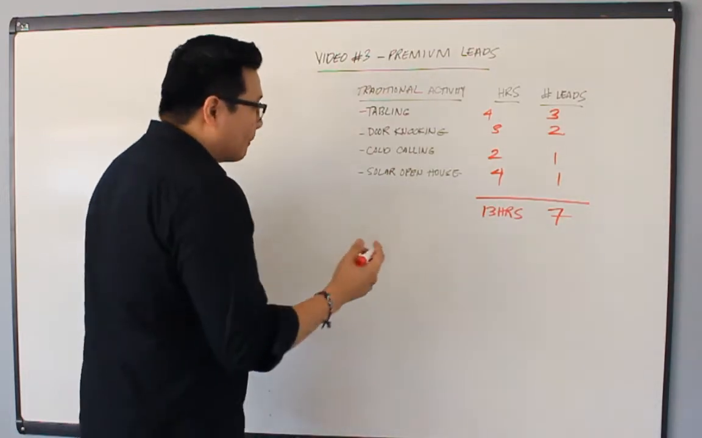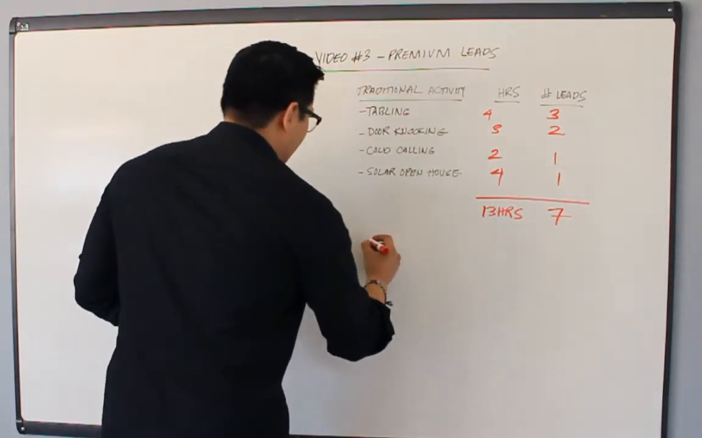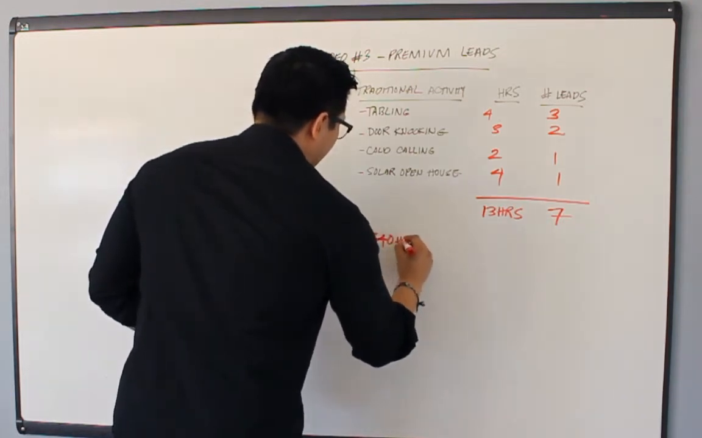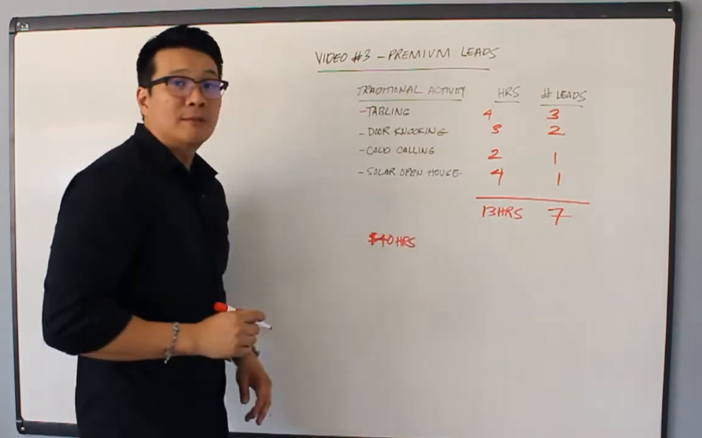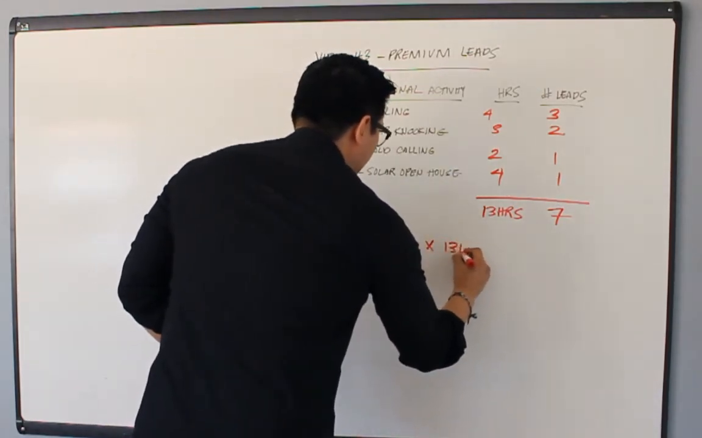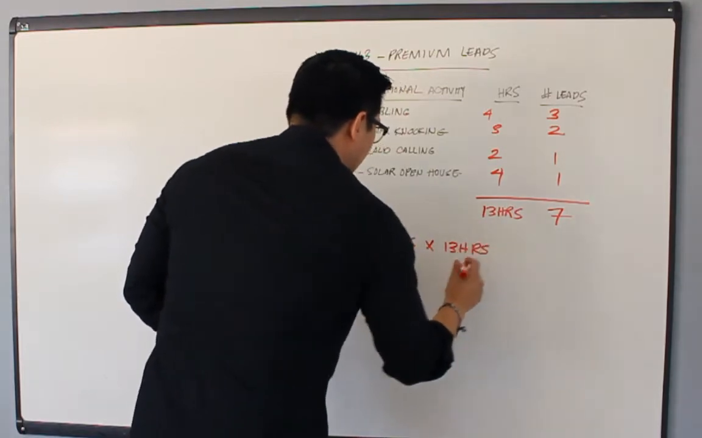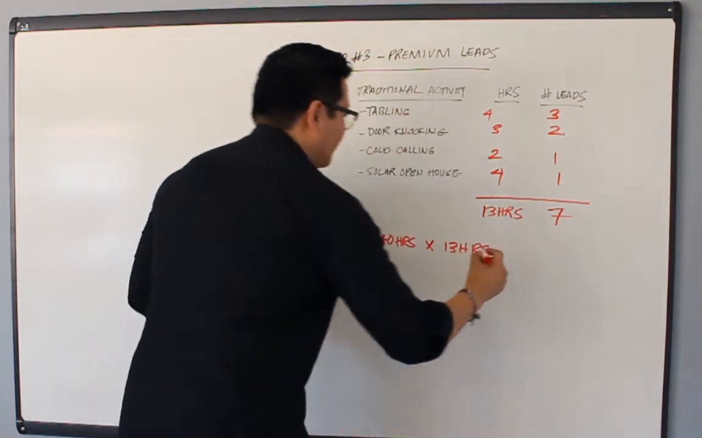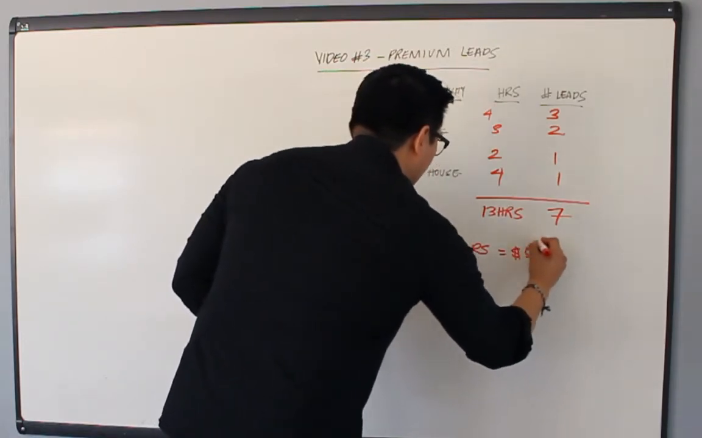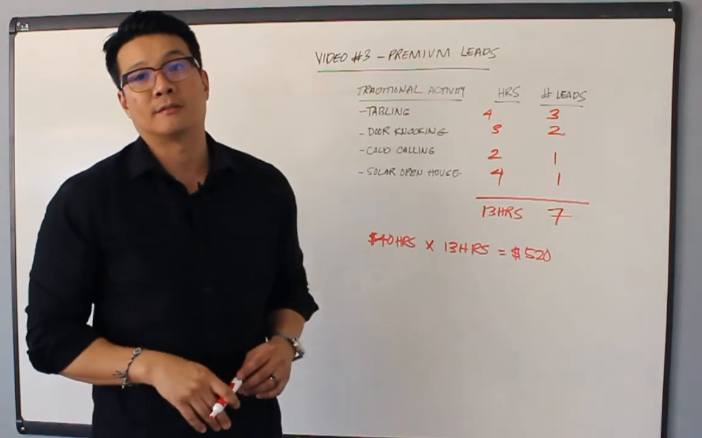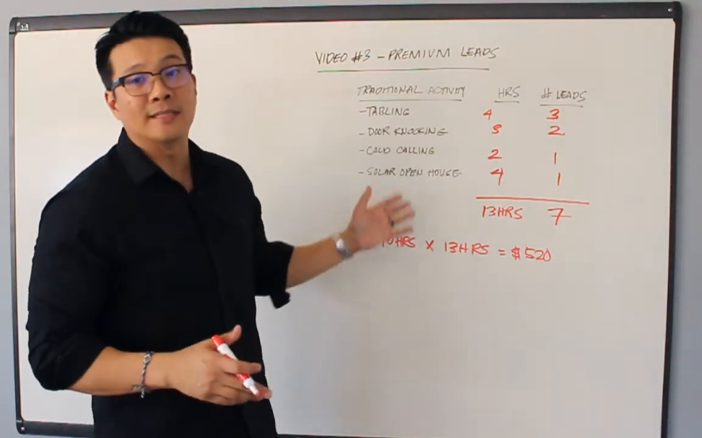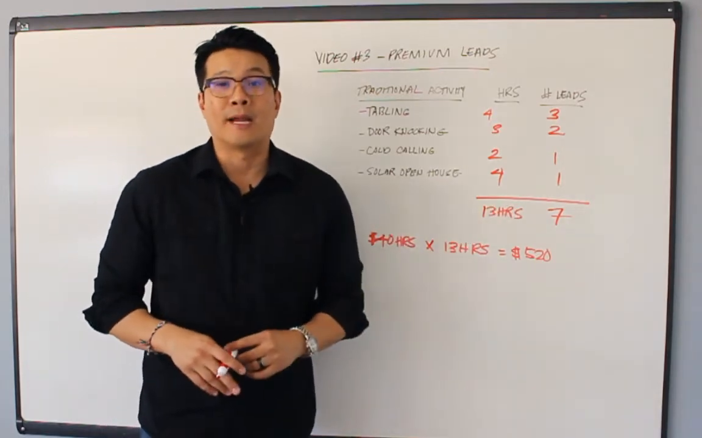Let's put it down right here on the board. Say for example, your time is worth $40 an hour. Now let's multiply it by 13 hours. So you're looking at close to 500, I'm not too good at math, but probably close to $520, right? You just wasted your time sitting in these events, doing these activities to get 7 leads.